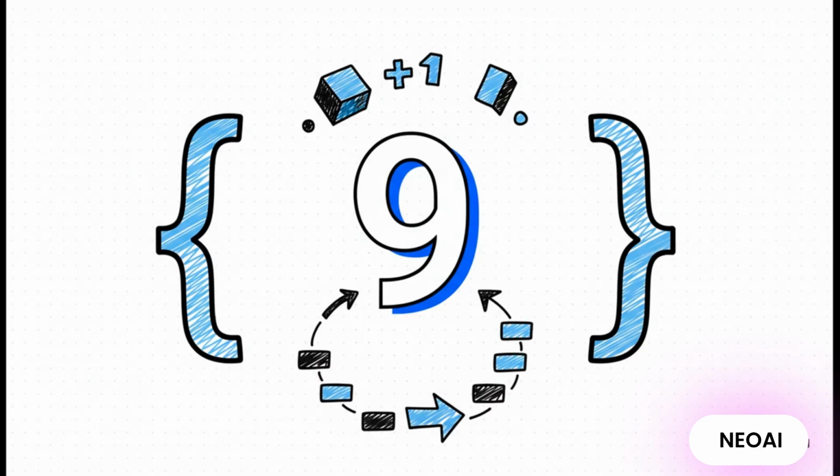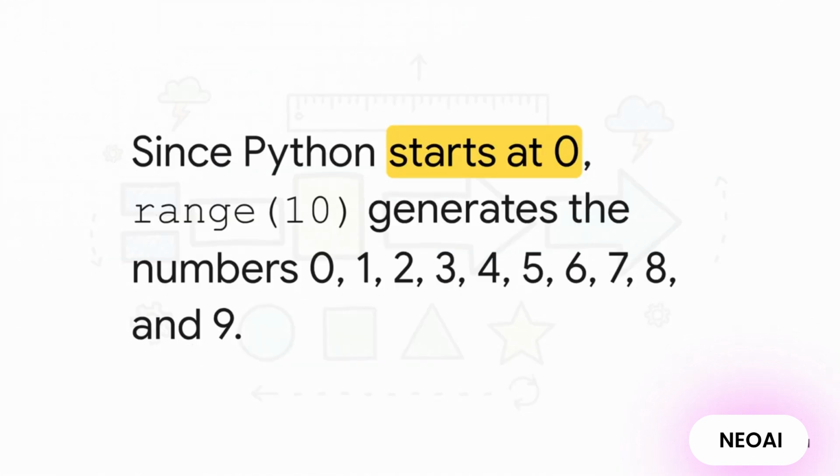You got an answer in your head? The final number printed is 9. If you got that right, seriously, pat yourself on the back. That means you've truly understood the most important and trickiest rule about range. And just to recap why, range(10) asks for 10 numbers. Because Python starts counting at 0, those 10 numbers are 0 all the way through 9. So the 10th number, the very last one in the sequence, is 9. It's as simple as that.